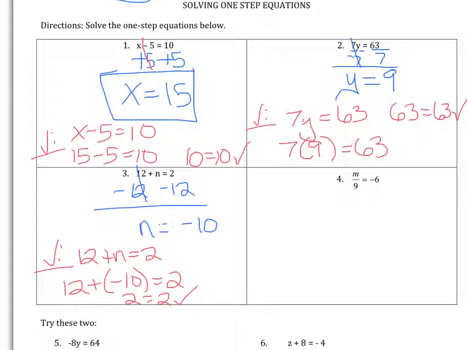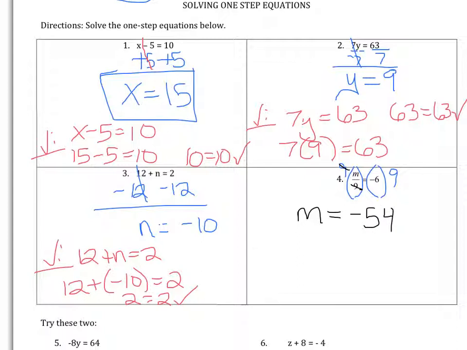Number 4. For number 4, the inverse operation of division is multiplication. So I'm going to multiply by whatever's in the denominator. In this case, I'm multiplying by 9. And whatever I do to one side, I do to the other. What ends up happening is that my 9's cancel out. So you're left with m equals, and the negative 6 times 9 is negative 54.